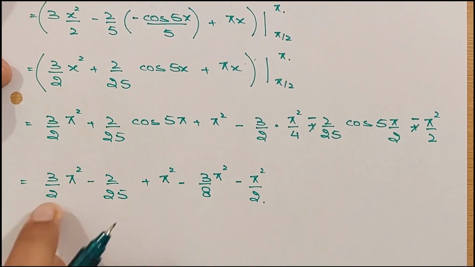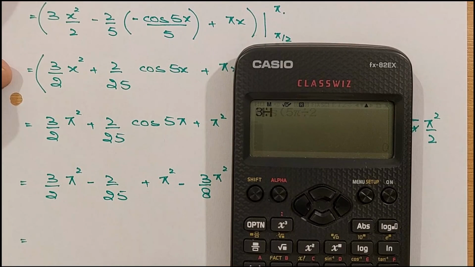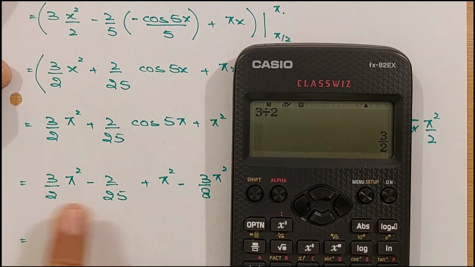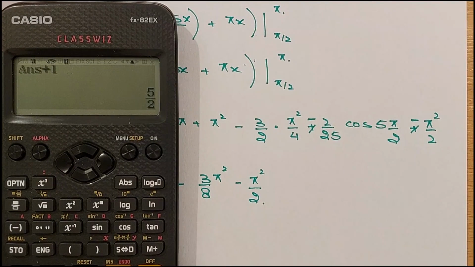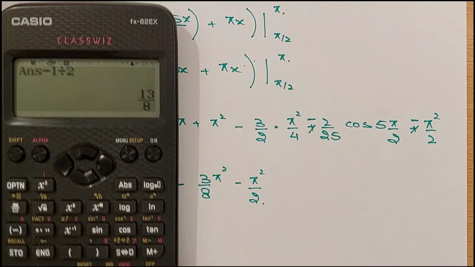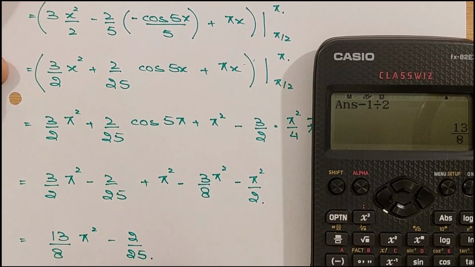So these are the pi^2 terms. Let me simplify the pi^2 terms first. So 3/2 is a coefficient of pi^2, plus 1 is a coefficient of pi^2, and minus 3/8 and minus 1/2. So 13/8 pi^2 and minus 2/25. So this is the exact value.